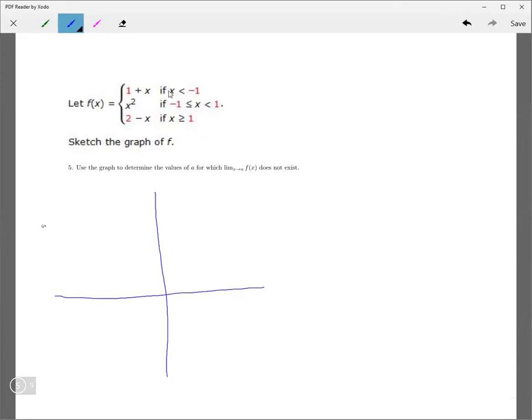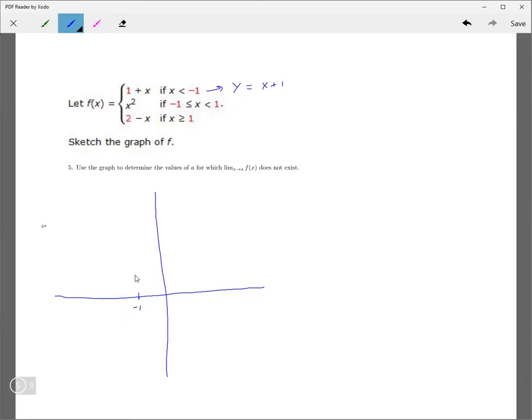And when x is less than -1, it's 1 plus x. Okay, so I'm going to put at -1, I'm going to mark that off. And then this one right here, I guess 1 plus x is the same as x plus 1, right? So that's this right here. That's the equation of a line. And it's got the y-intercept at 1, and then the slope is 1. So it's going to be like that.